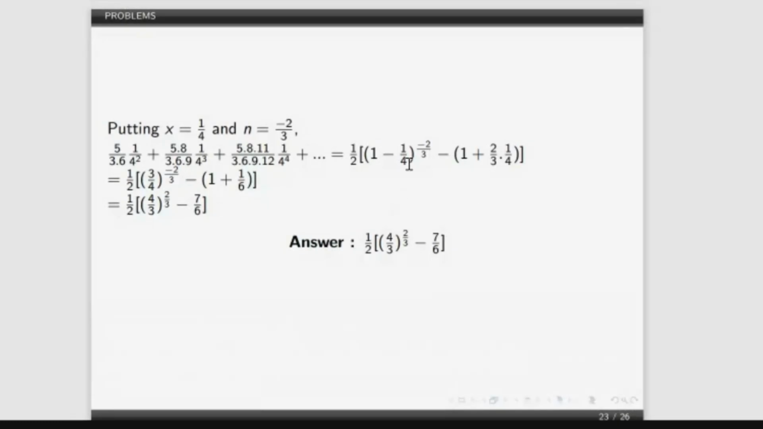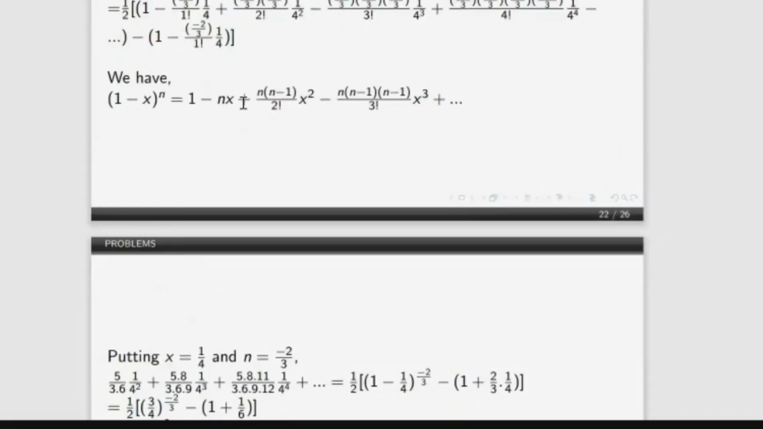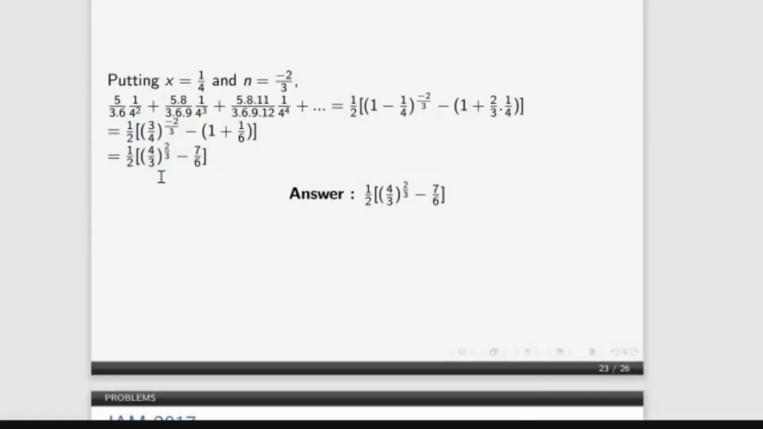Okay. So it becomes 1 by 2 into 1 minus 1 by 4 into minus 2 by 3, and the rest of this, the term which we have subtracted, is remaining unchanged. So it is 1 plus 2 by 3 into 1 by 4.